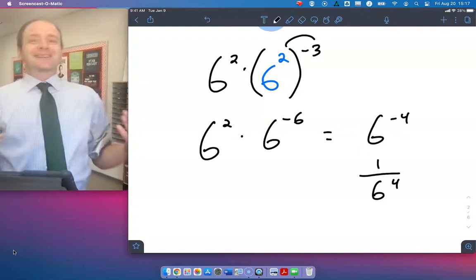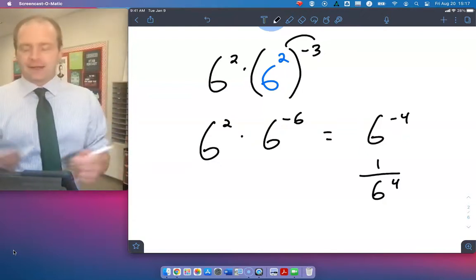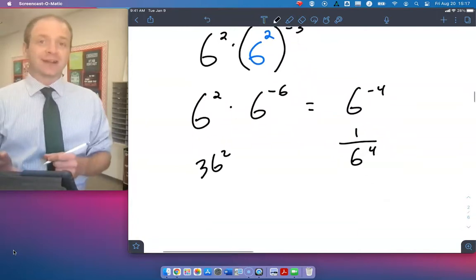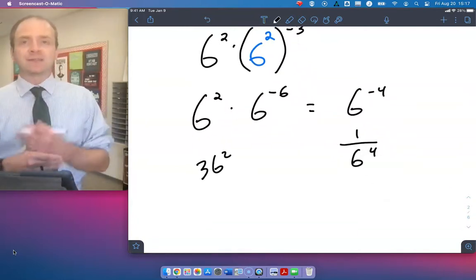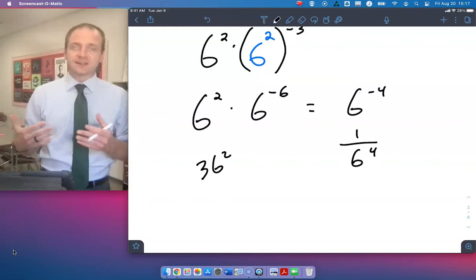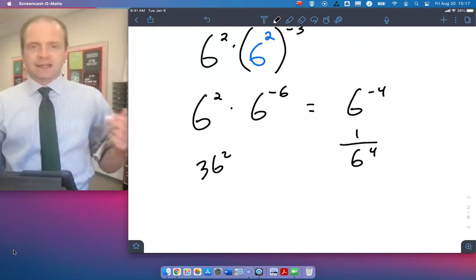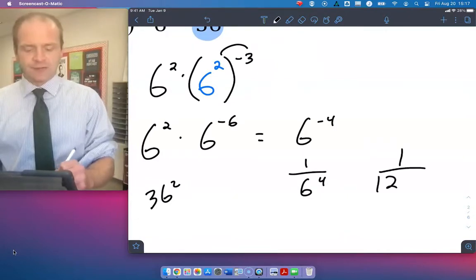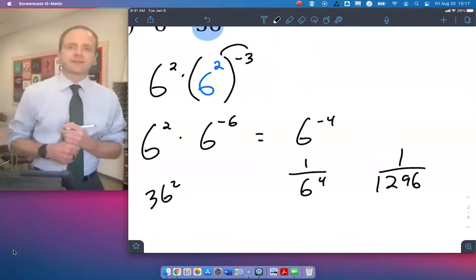So in this case, 6 to the 4th is not too bad. That's really 36 squared. Unfortunately, I do not have my calculator on me again, so I have to figure it out. So it's going to be 900, and it's going to be 360, so that's going to be 1260. So I think this is 1296. So 1 over 1296, I believe, is the answer for this one. I hope I am right.